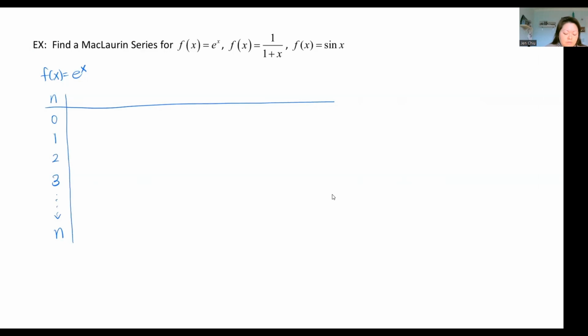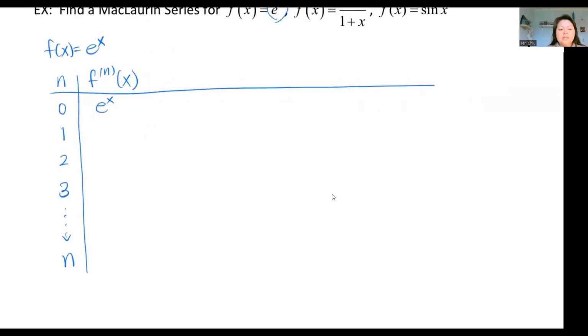All right, the next column, we take the derivative, so the nth derivative of my function, right? So my equation is e to the x. Well, the 0th derivative is the original function, so it's just e to the x. Now this is actually quite easy, because e to the x, for every iteration of its derivative, is exactly the same.